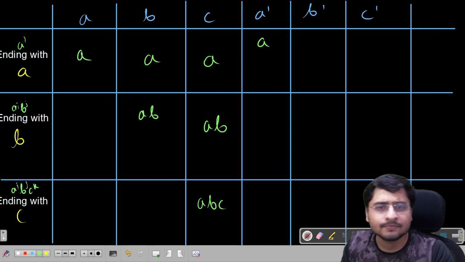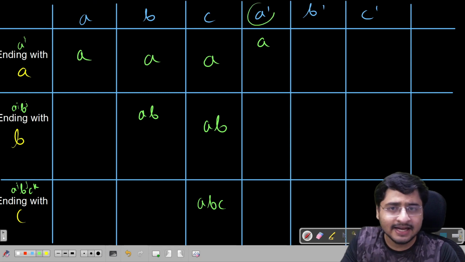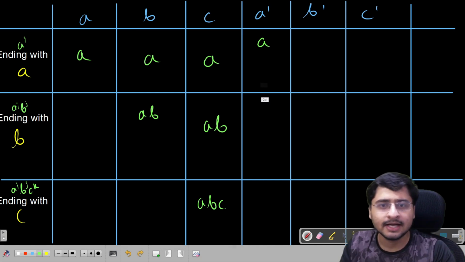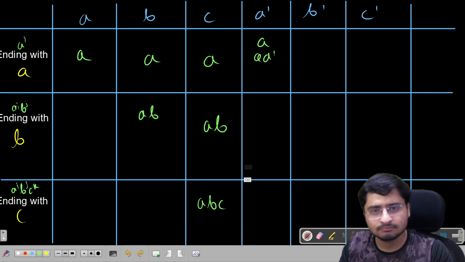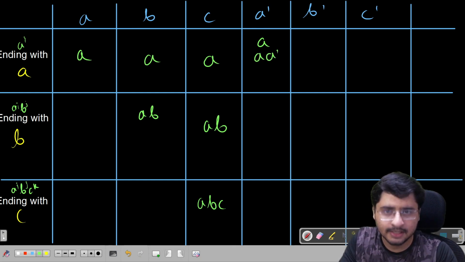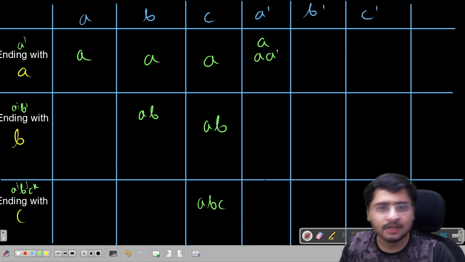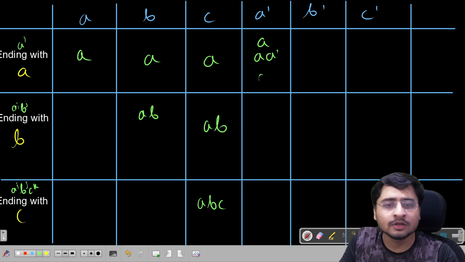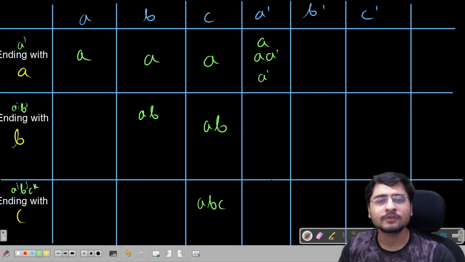This is ending with the A. Another one can be this A dash can stand in front of A and form A dash A. I'll just write it A dash A. This is also a form AiBj, and this A dash can also start its own subsequence. So A dash is also one of them. I hope this is clear.